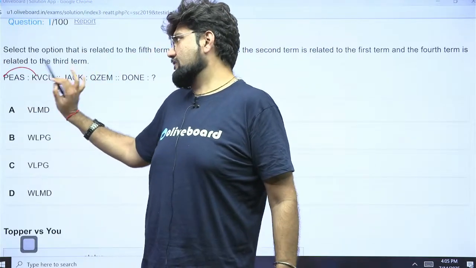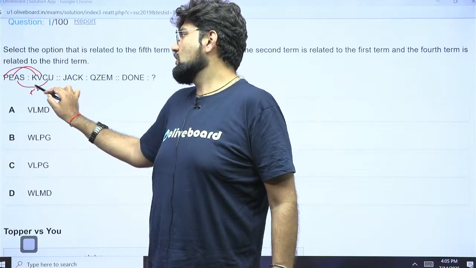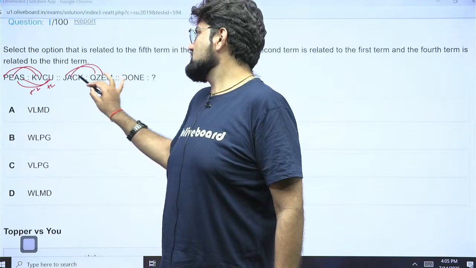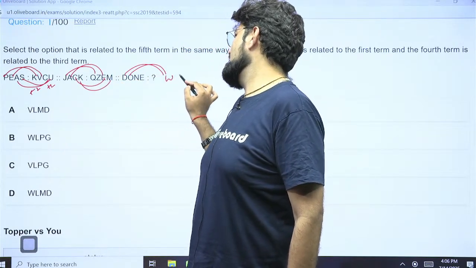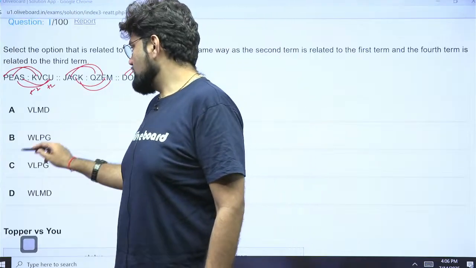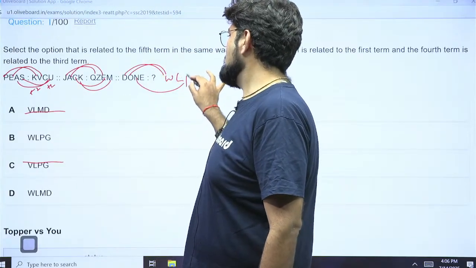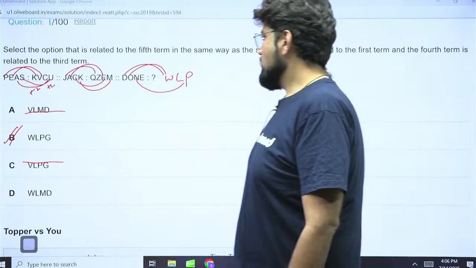So, P is K, reverse, okay. E is V, reverse, okay. But A, C is plus 2. A 19 and 21, plus 2. Same is happening here. Reverse, reverse, plus 2, plus 2. So, reverse, reverse, we'll have W and we'll have L. With WL, we have 2 options. And then we have plus 2. So, 14 plus 2 is 16. WLP, option B will be my correct answer. Okay.